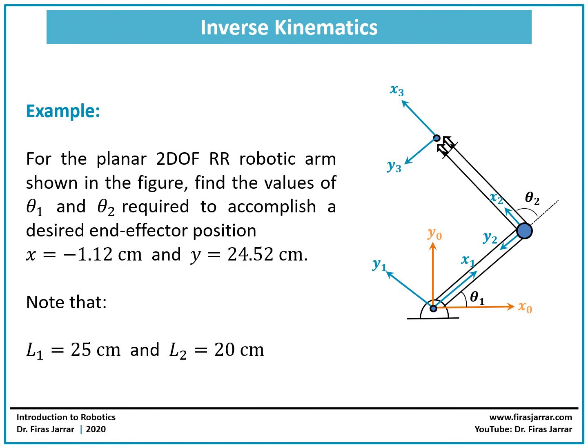Okay, so here we're going to plug in some numbers in order to make sure that we understand the concepts. For the same robotic arm, this time I'm going to have a certain value for x and a certain value for y. The desired x is minus 1.12, and the y is 24.52 centimeters. And we are given that the length of link 1 is 25 centimeters and L2 is 20 centimeters.